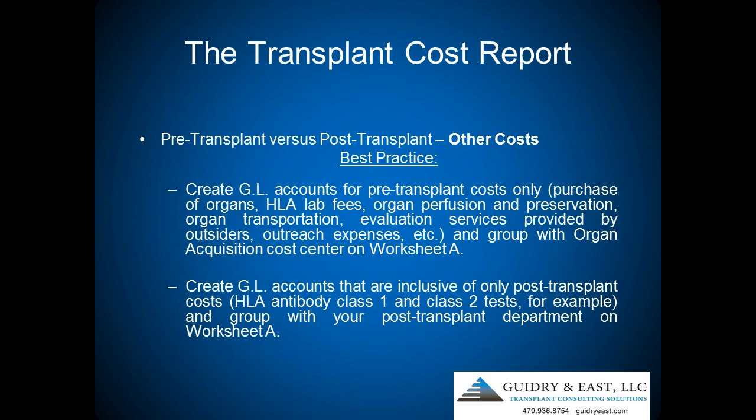So we just discussed the salaries, which is a big component of your direct costs. Now let's discuss the non-salary costs, or the other costs that have been booked to your general ledger and ultimately wound up on worksheet A of the cost report. So the best practice would be to create GL accounts for pre-transplant costs only. This would be costs such as the purchasing of the organs from the OPO, HLA lab fees, organ perfusion and preservation, organ transplantation evaluation services provided by outsiders, outreach expenses, and so forth. And group these, expense them to an account that's specific to pre-transplant, and then group that account in the organ acquisition cost center of worksheet A.